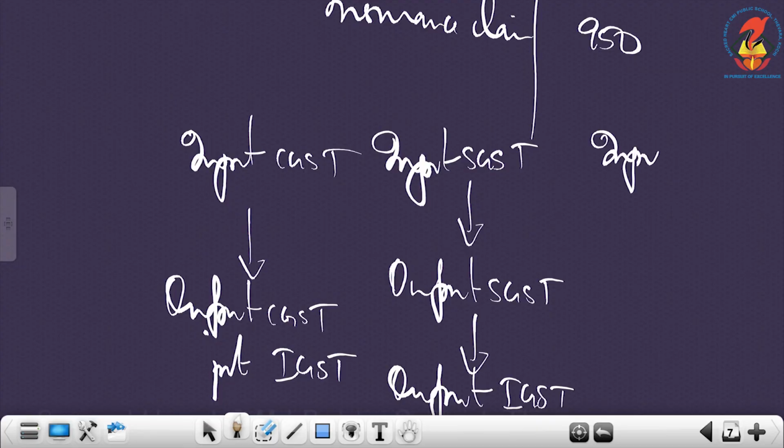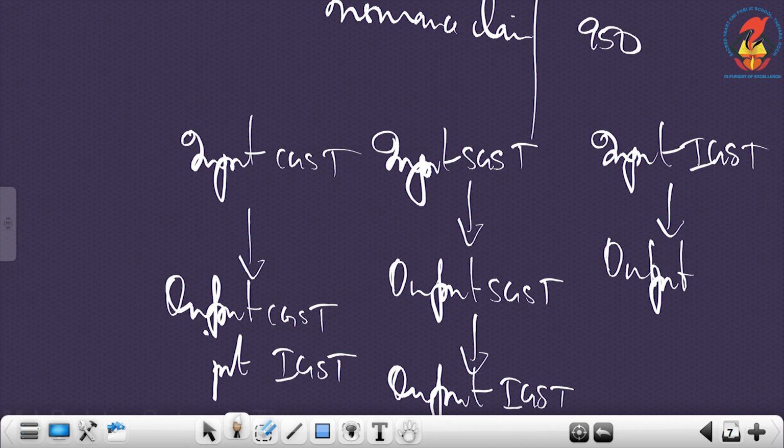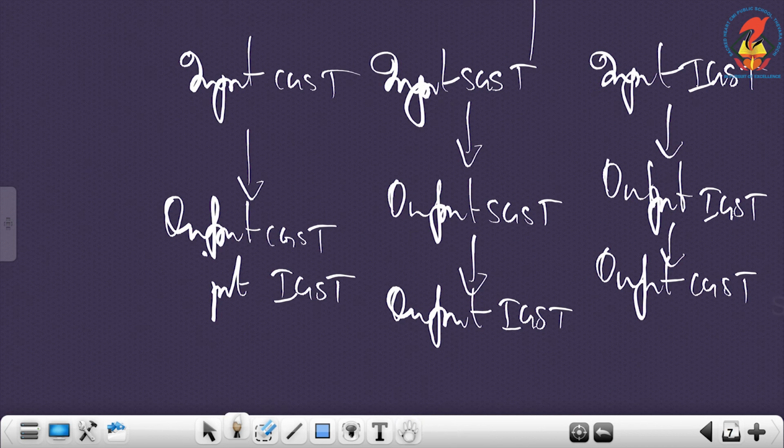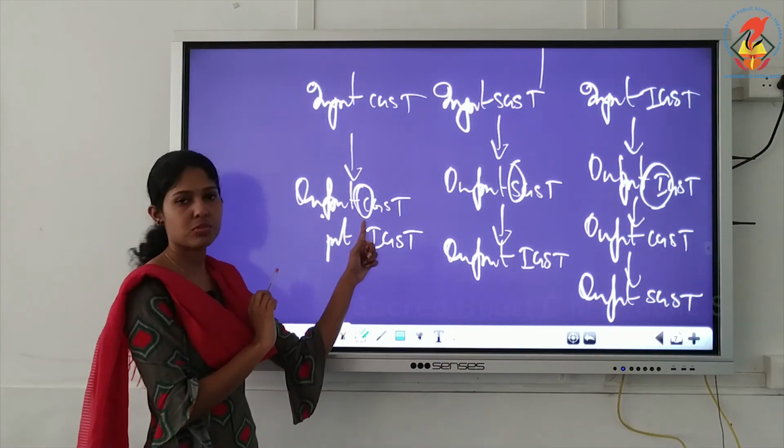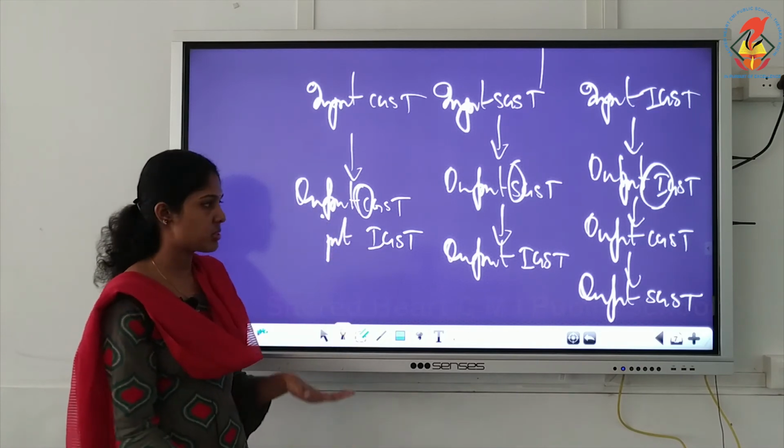Then we have input IGST, integrated goods and services tax. First you meet from output IGST, then from output CGST, later from output SGST. Always first from the same head. If it is CGST, take it from CGST, but it's output CGST.